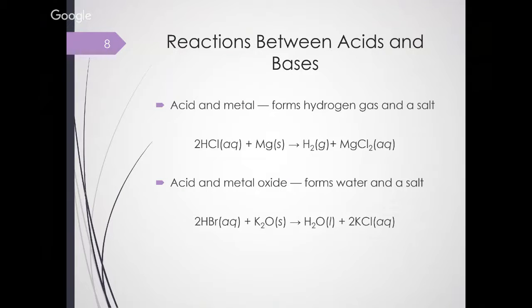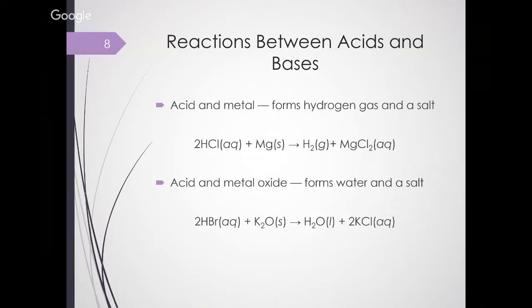So what are some reactions that can happen between acids and bases? Well, an acid and some metals can be dissolved, and we can form hydrogen gas and salt. So this is a redox reaction, which is also a single displacement, and we would call this gas evolution. So hydrochloric acid can dissolve magnesium to form hydrogen gas and magnesium chloride. We saw this in the chemical changes lab.